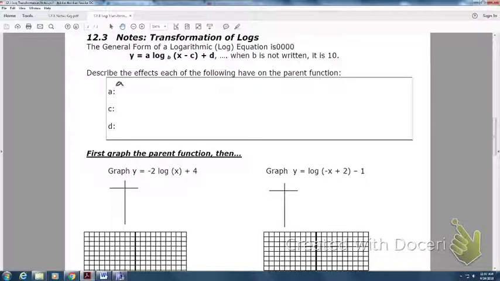So AJ, if A is greater than 1, what does that do? Don't tell me. Vertical stretch. Kate, if A is less than 1? Compress. Vertical compress. And Michael, if A is negative? Flips over the x-axis. Okay.